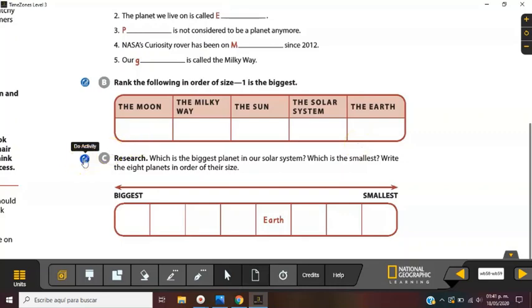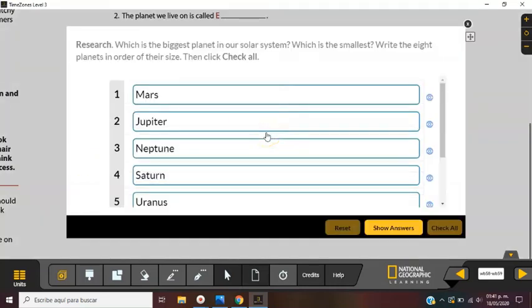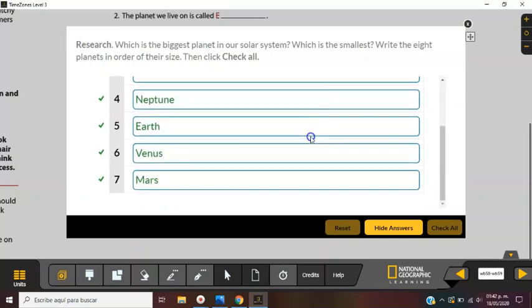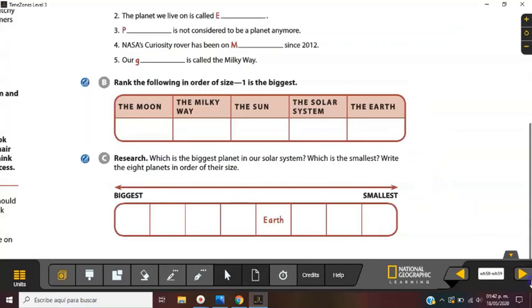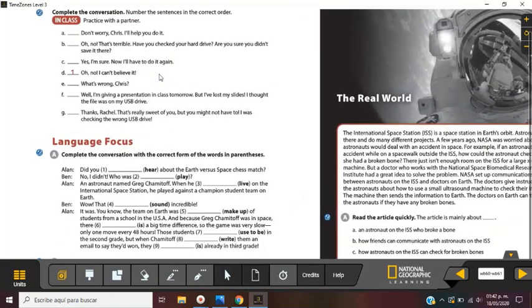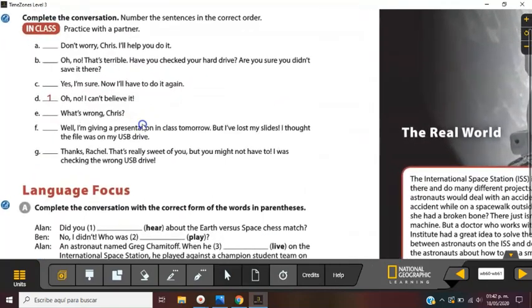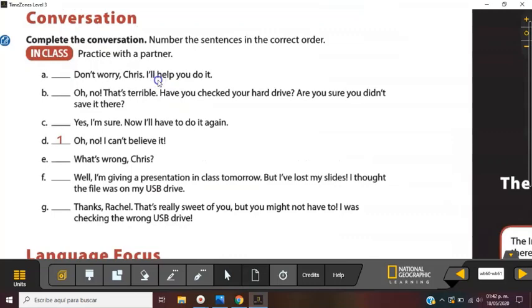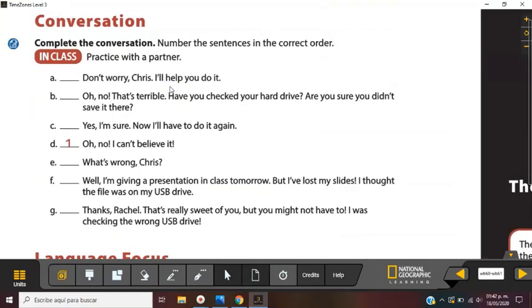Exercise. This one refers to, one more time, we have checked, Jupiter, Saturn, Uranus, Neptune, Earth, Venus, and Mars. That's the answer. Okay, moving to the next part of your workbook that I asked you to do as homework. We have this conversation. Number the sentences in the correct order.